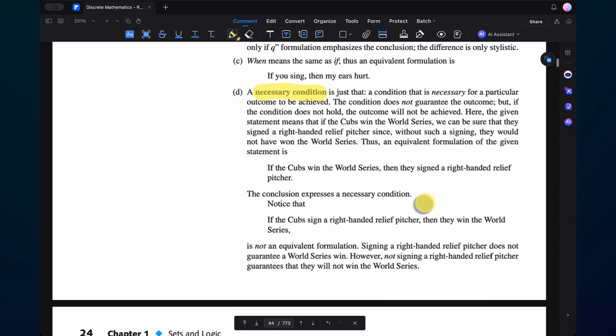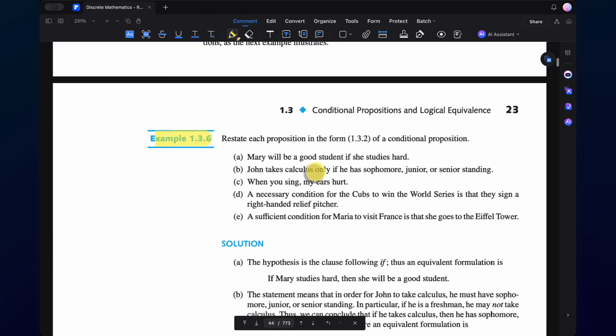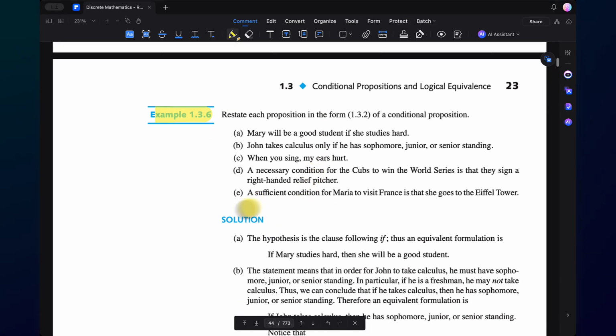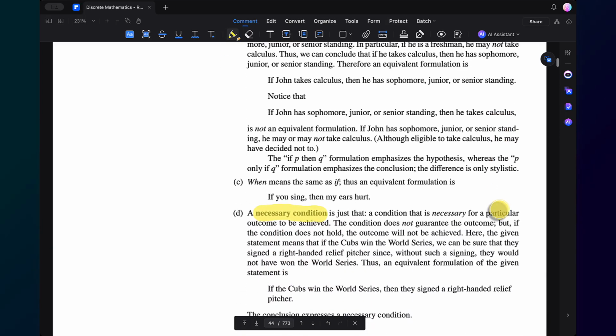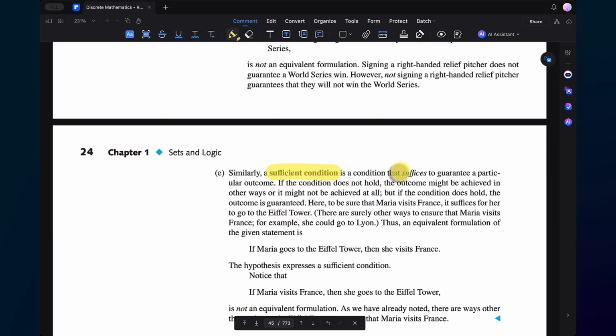Now here's another thing that we want to talk about, a sufficient condition, and that would be coming from example E. The statement is, a sufficient condition for Maria to visit France is that she goes to the Eiffel Tower. Well, clearly, if she goes to the Eiffel Tower, she's already in France. So that would be sufficient. And that's what they're saying, that a sufficient condition is a condition that suffices to guarantee a particular outcome.